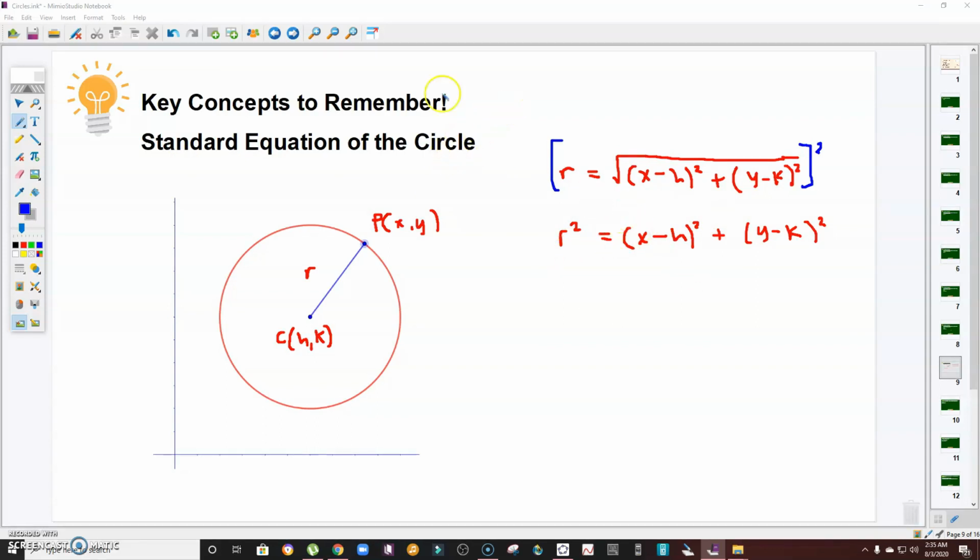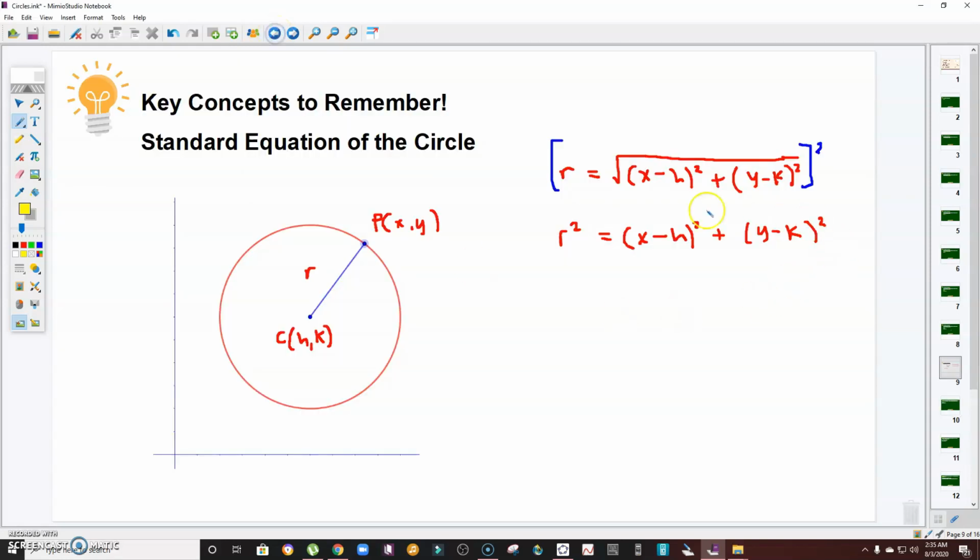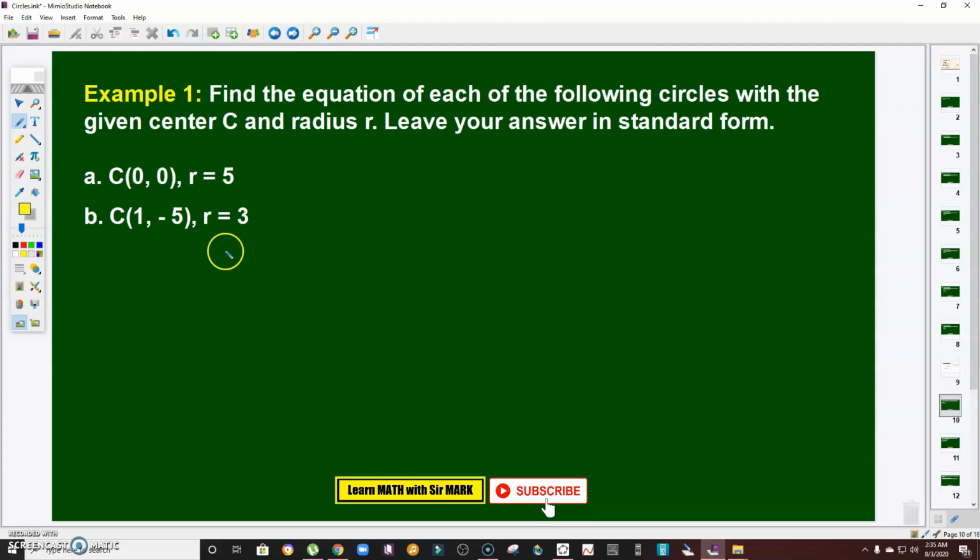Let's start with example number 1. The instruction here is to find the equation of each of the following circles with the given center C and radius r. Leave your answer in standard form. Again, the answer here should be in standard form, so it should look like this. Clear? Let's have letter A.